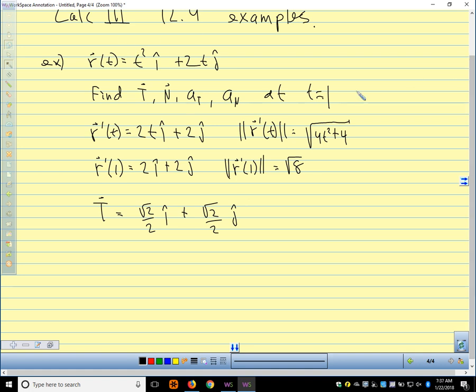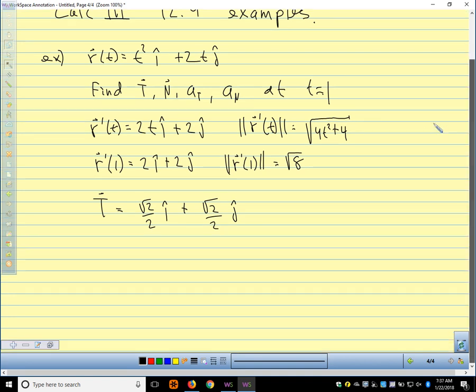Now we're going to go on to our other pieces. I'm going to calculate N at the very end because I want to calculate a sub t and a sub n first. All right, R double prime, we need our acceleration. R double prime at t. Well, this is not complicated motion, so our second derivative is pretty nice.